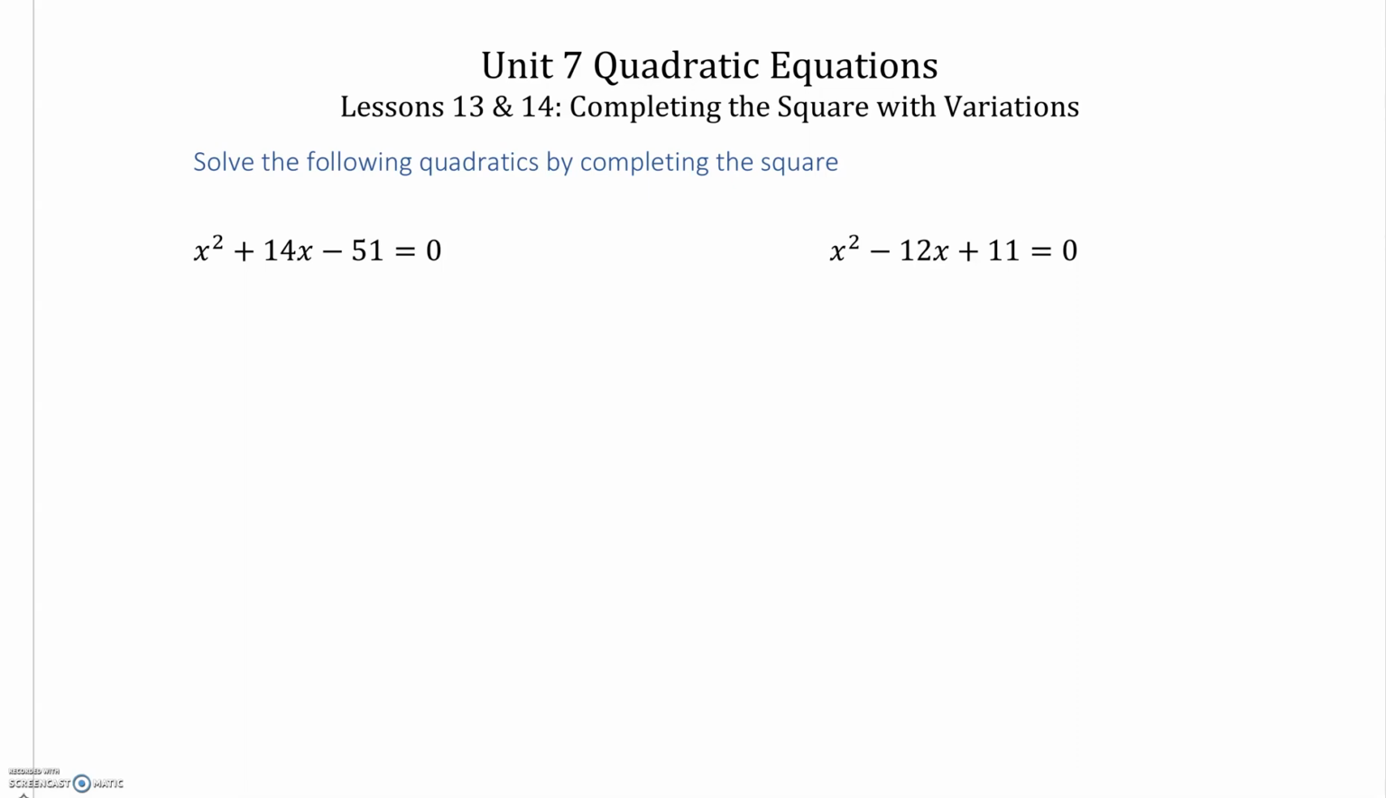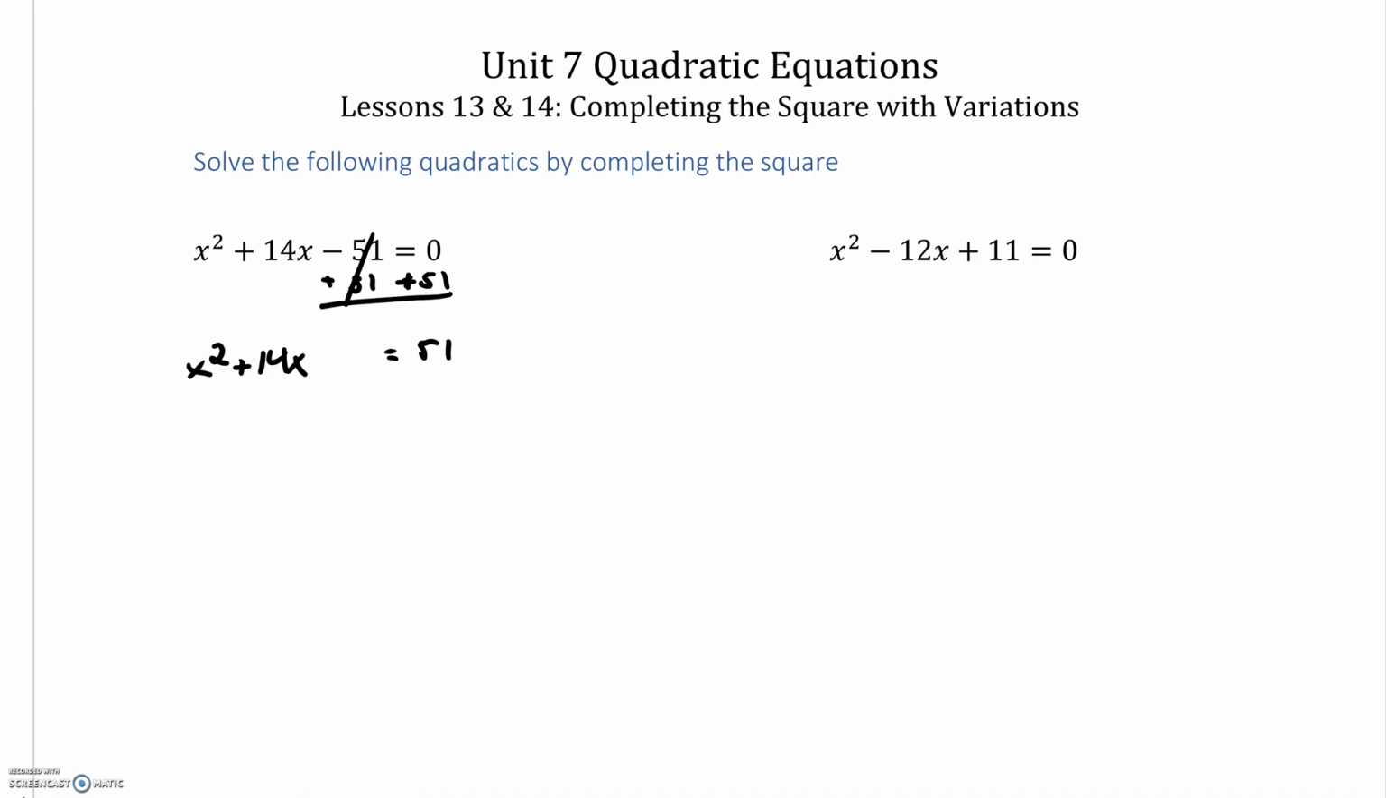So here we go. Let's start with this first one. I have x squared plus 14x minus 51 equals 0. We want to solve this by completing the square. If we're going to solve this by completing the square, the very first thing we have to do, remember, is move that negative 51 to the other side of the equation. So I'm going to add 51 to both sides. And I'm going to leave a little space because I know I'm going to add a c value here that will make a perfect square trinomial. 0 plus 51 is 51.